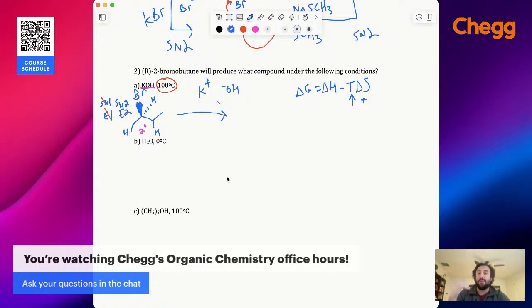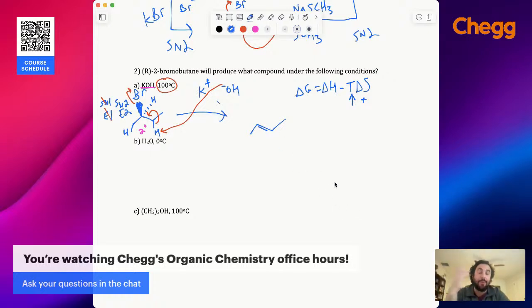That means it's going to be a thermodynamically driven reaction, and it is going to prefer the most thermodynamically favorable product, the most stable product. And when we're forming an alkene product, that is going to be the most substituted alkene. So this hydroxide is going to get this proton, and it's going to go boom and boom and kick off the bromine there. And we are going to get the 2-butene. So that will be our elimination product.